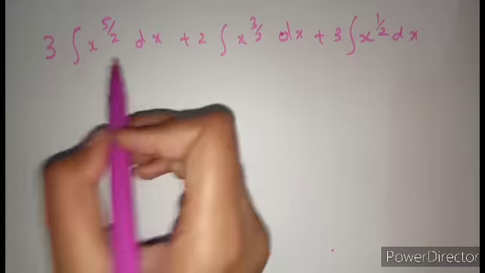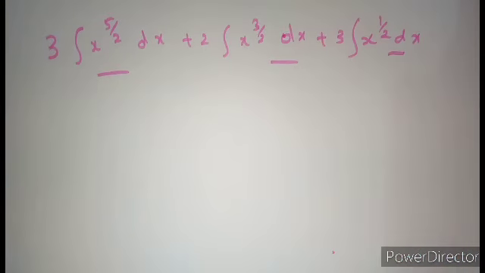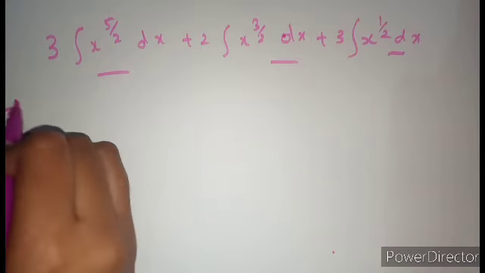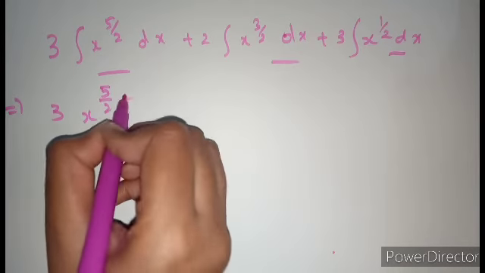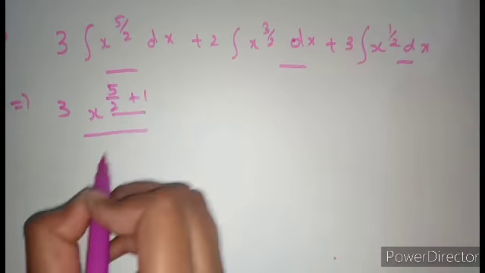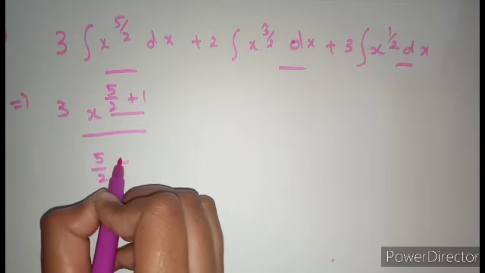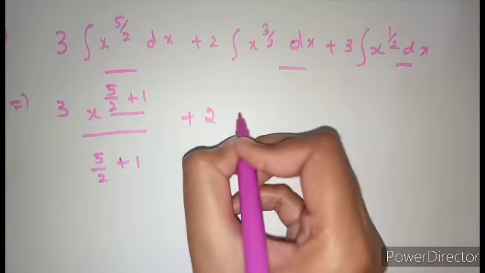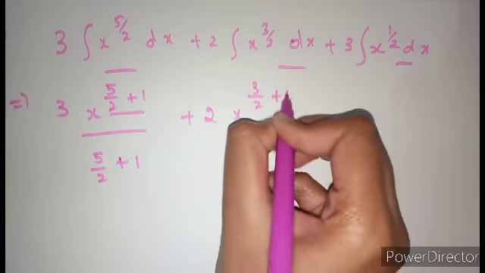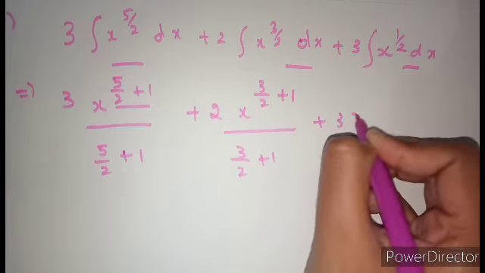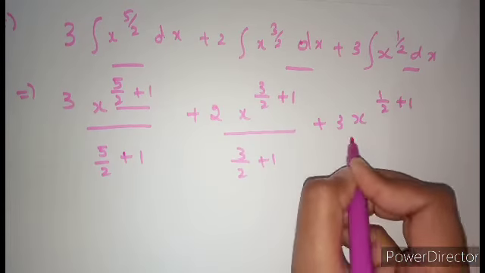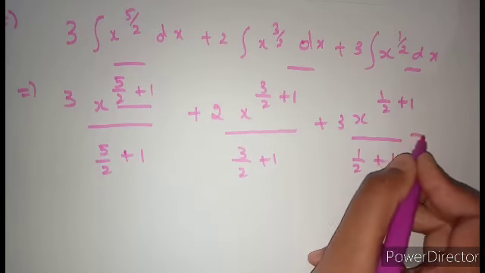These three integrals are of the form integral x^n dx is equal to x^(n+1) upon n+1, right? Now add 1 to the power of this function: 5/2 plus 1, write the same in the denominator, 5/2 plus 1, plus 2 x to the power of 3/2 plus 1 upon 3/2 plus 1, plus 3 x to the power of 1/2 plus 1 upon 1/2 plus 1, plus integration constant c.